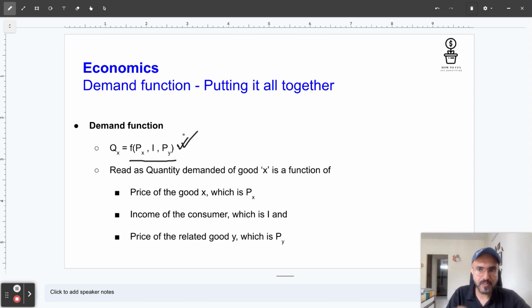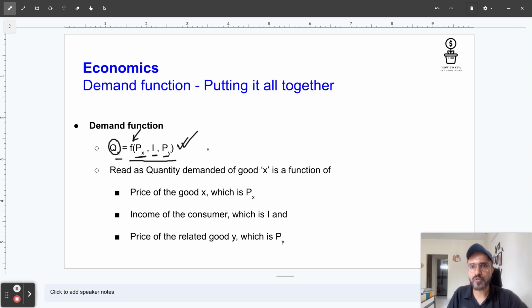It says that the quantity of any product X is dependent on, or is a function of, f is a short form for function, price of the product, which we saw generally is inversely proportional. Then it is a function of income, which we saw that for most goods, if your income increases, your demand will increase.